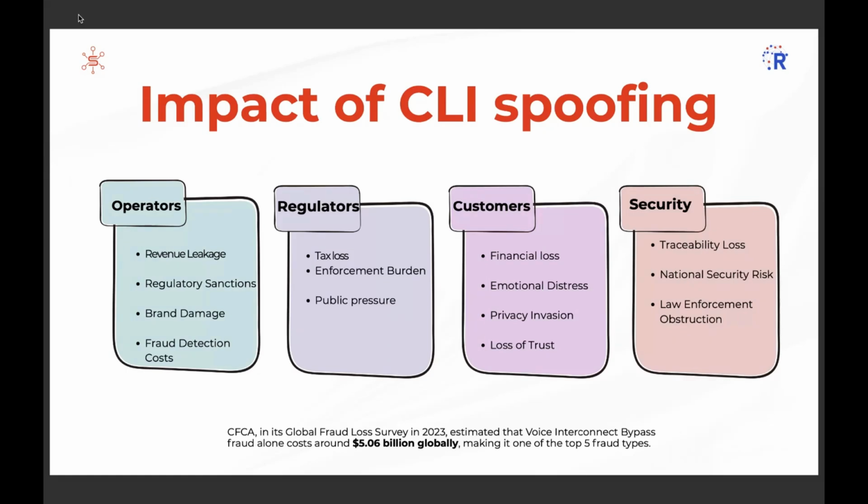So, according to the Communications Fraud Control Association, or CFCA, global losses from voice interconnect bypass, which includes CLI spoofing, hit over $5 billion in 2023. That makes it one of the top 5 telecom fraud types worldwide.